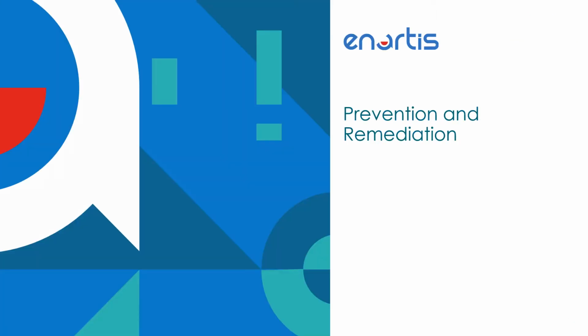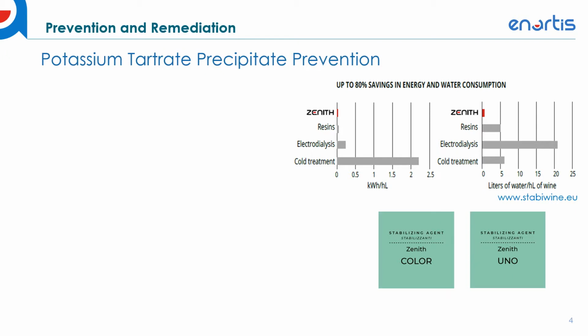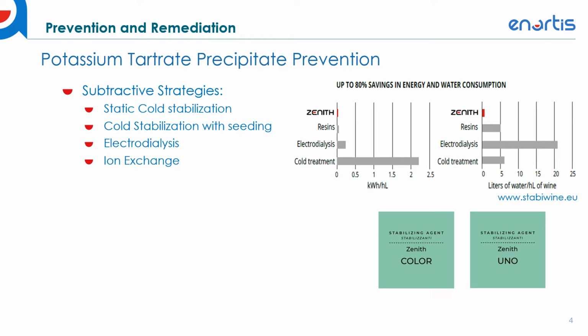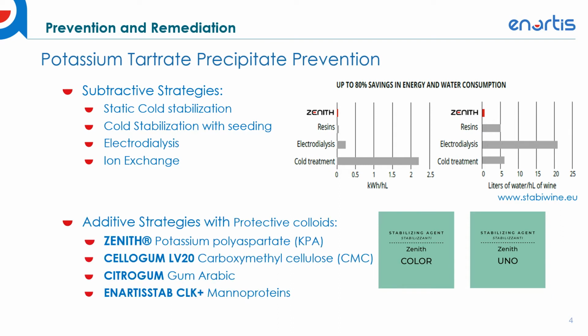So, prevention and remediation. Now, to prevent potassium tartrate precipitation, we have a few different strategies available to us. We have subtractive strategies that include static cold stabilization with KHT seeding, electrodialysis, and ion exchange. And we also have additive strategies with protective colloids. This includes Zenith, which is potassium polyaspartate.